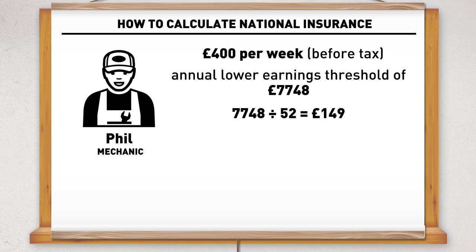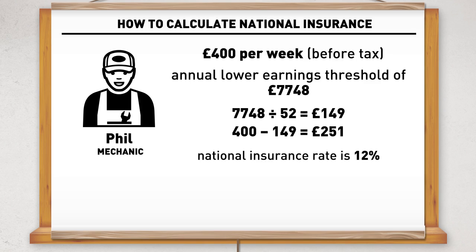So he will pay national insurance on the rest, which is 400 minus 149, equaling £251. If the national insurance rate is 12%, then he will pay 12% of £251 in national insurance. So let's work that out. 251.00 divided by 100 times 12 equals £30.12. Therefore, Phil will pay £30.12 per week national insurance, and it will be deducted from his wage.